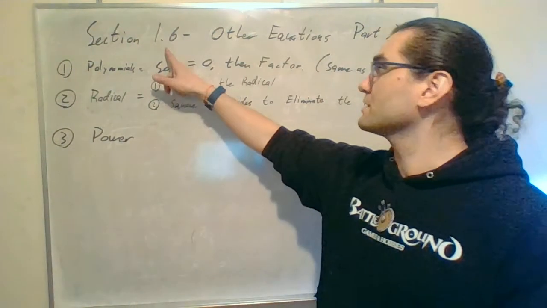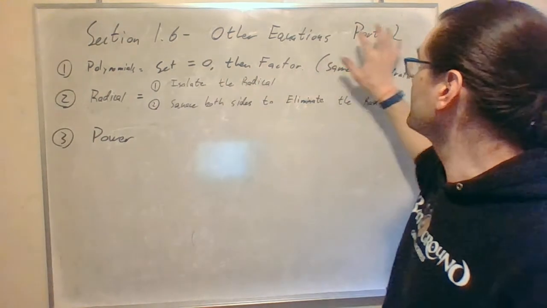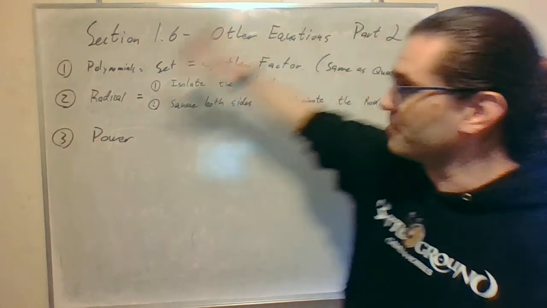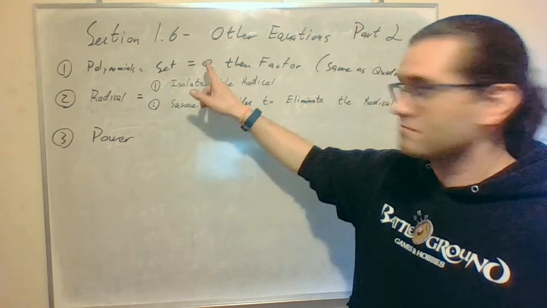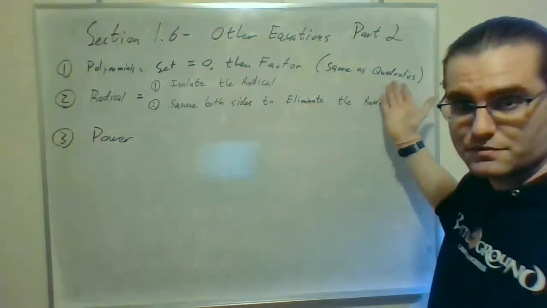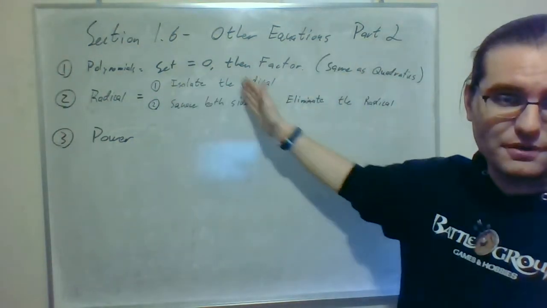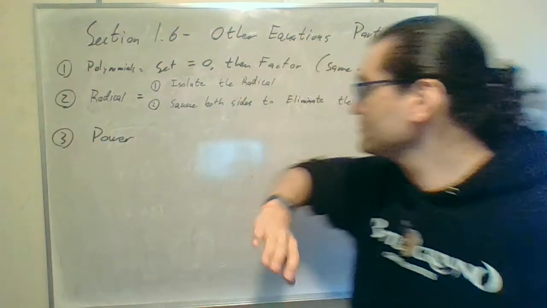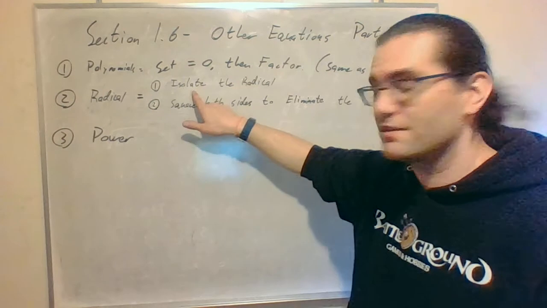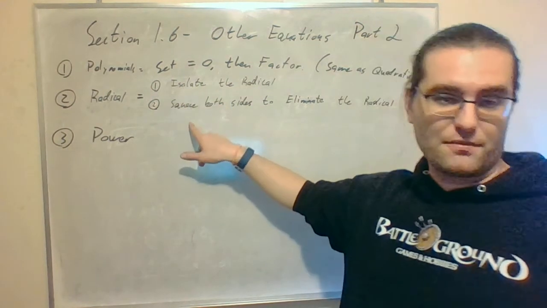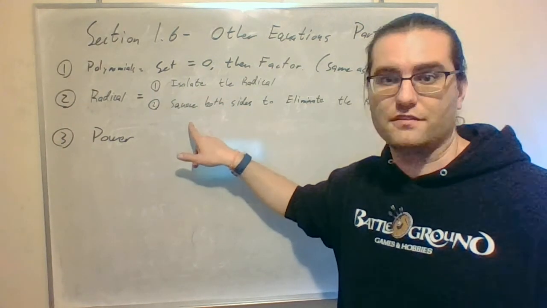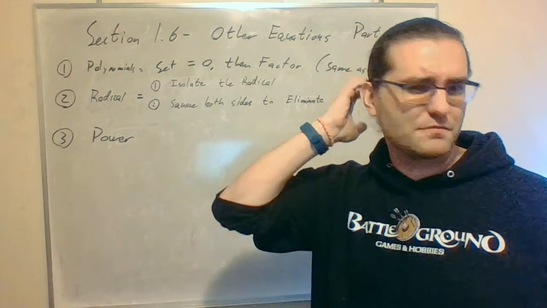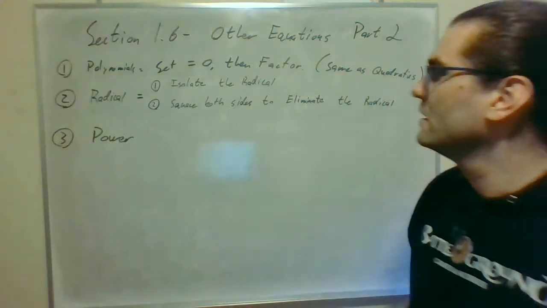We are still doing section 1.6, other equations. This is part 2. In part 1, we talked about polynomials. Those are the same as quadratics. You set one side equal to 0 and you factor the rest. We also talked about radical equations. You have to isolate the radical and then square both sides to eliminate the radical. And then that leaves you with usually a quadratic, sometimes a linear function, depends.